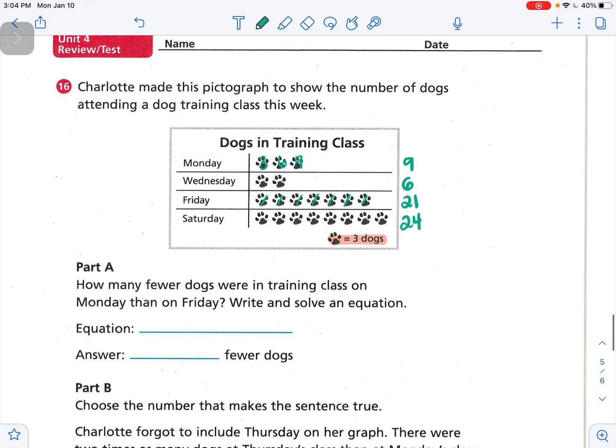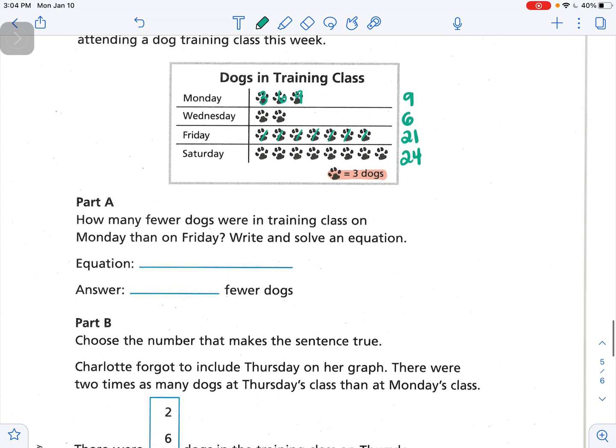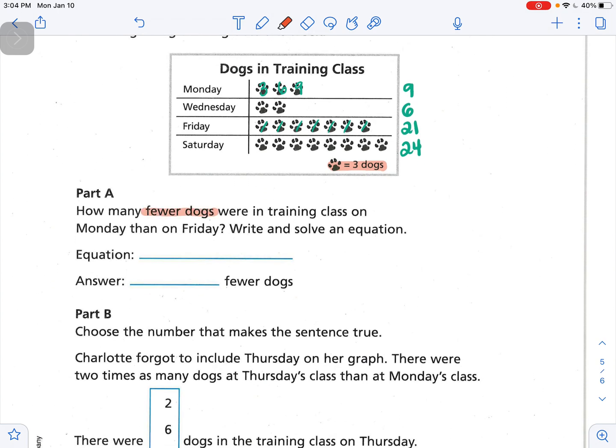So now I've got this all and I can see how they relate. Part A says how many fewer dogs were in the training class on Monday than on Friday. Well, because I've already put the work forward, I can do 21 minus 9, and they actually want me to write that out as an equation. So 21 minus 9 equals D, for dogs. So 21 minus 9 would be 12 fewer dogs.